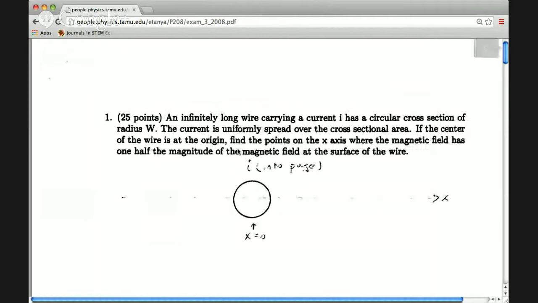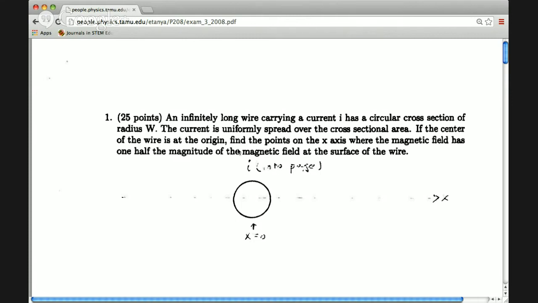An infinitely long wire carrying a current I has a cross-sectional radius of W. The current is uniformly spread over the cross-sectional area. If the center of the wire is at the origin, find the points on the x-axis where the magnetic field has 1/2 of the magnitude of the magnetic field at the surface of the wire. I have a really hard time seeing that, even on my screen.